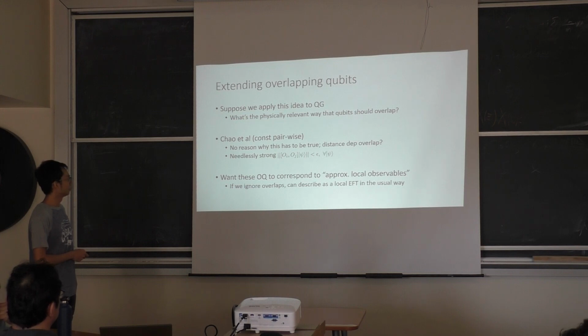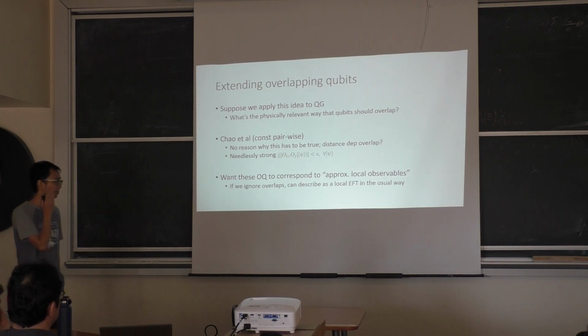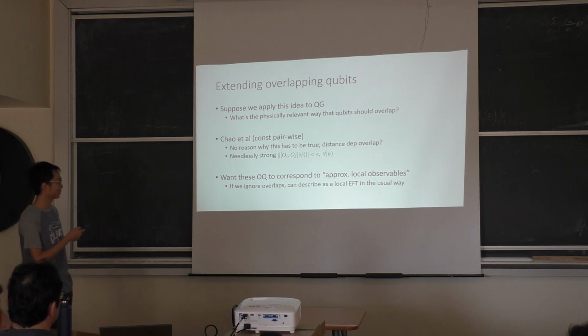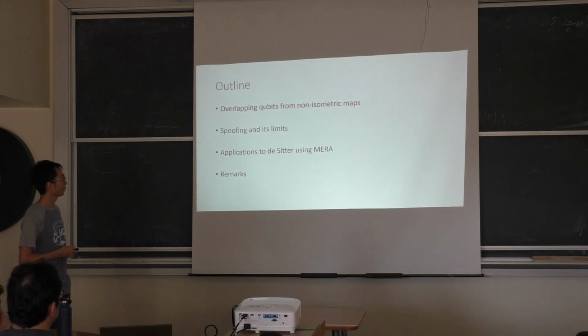Okay, and the other thing is that we want these overlapping degrees of freedom to at least be able to produce something that we can predict in the EFT. So they should approximate the local observables. So if we ignore the fact that they actually have overlap, does this theory now look like a local effective field theory? Right, so those are some of the questions we would like to talk about here.